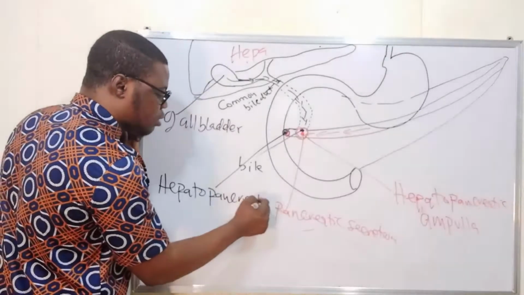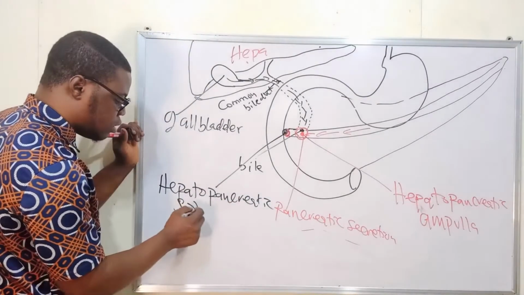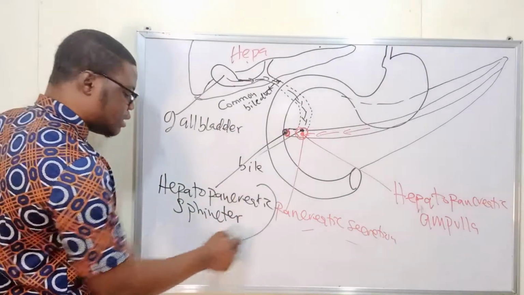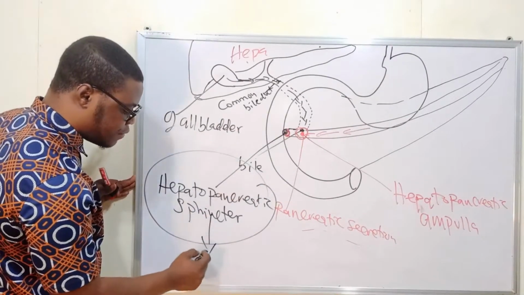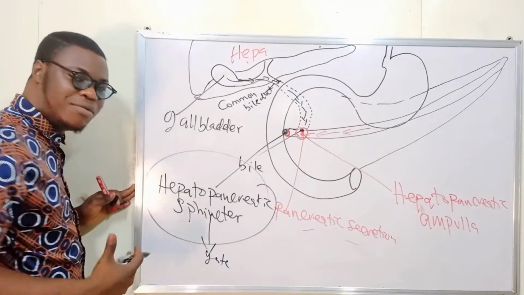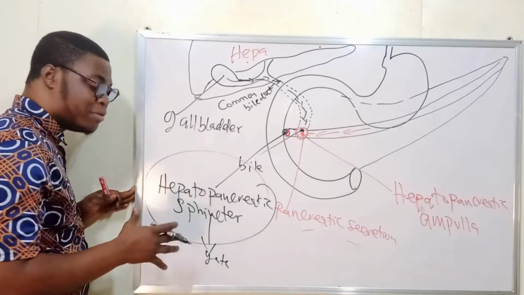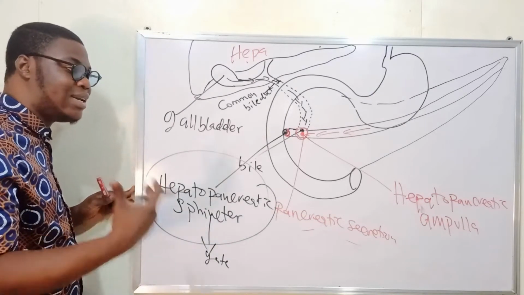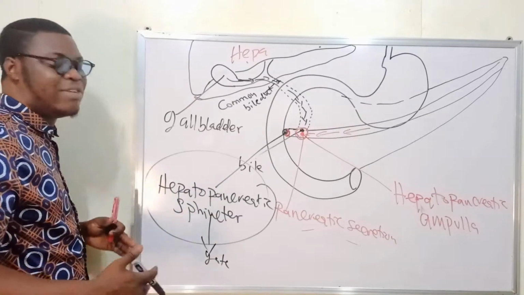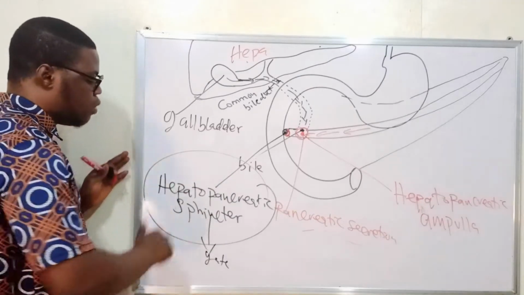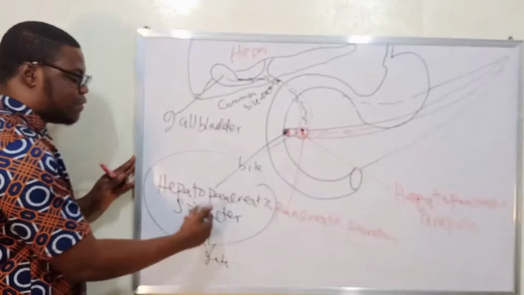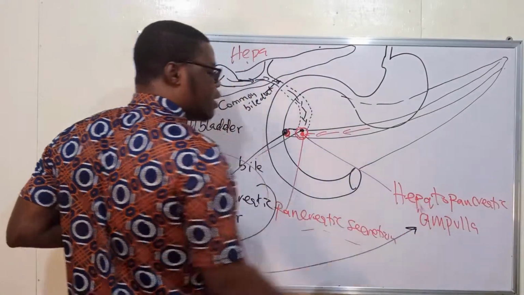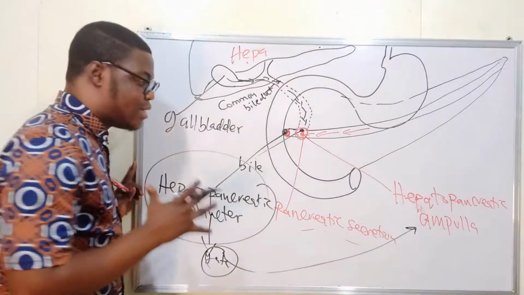Hepatopancreatic sphincter. Sphincter means gate, or valve, but it's different from a valve actually. They are two different things, so we'll talk about them later. We're talking about the difference between a valve and a sphincter. Now, this hepatopancreatic sphincter is just like a gate guiding the hepatopancreatic ampulla. As simple as that.